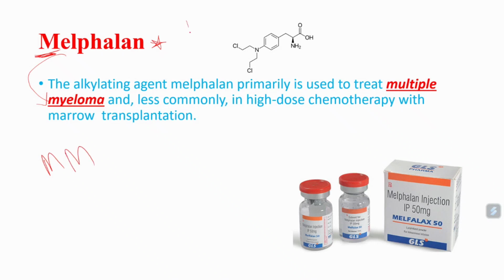Just remember triple M, like WWW. We have M, M, M. Always remember triple M. First M indicates Melphalan, and this Melphalan is very, very effective. It is commonly used for multiple myeloma. Okay, so this is a very important point, the first point you have to remember.